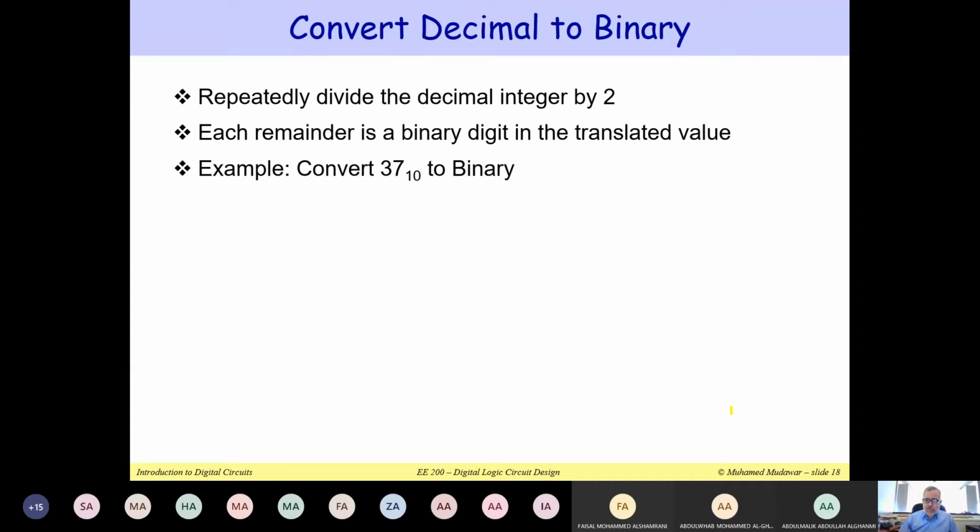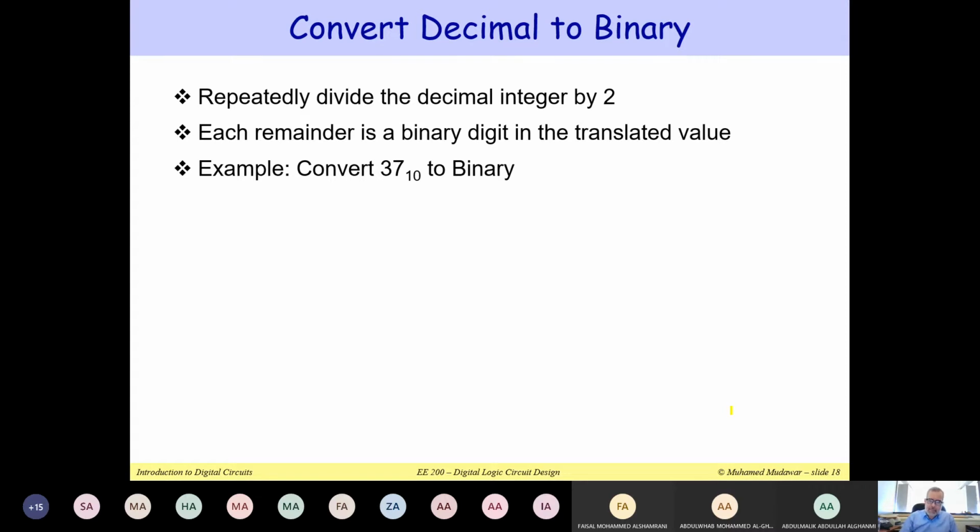And the remainder, when you divide by 2, there are only 2 possible remainders, either 0 or 1. This is integer division. If the number is even, the remainder will be 0. If the number is odd and you divide an odd number by 2, then the remainder will be equal to 1. So this remainder becomes a bit inside the binary number.